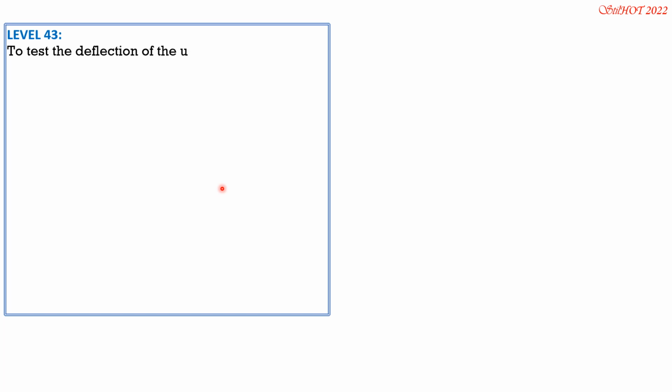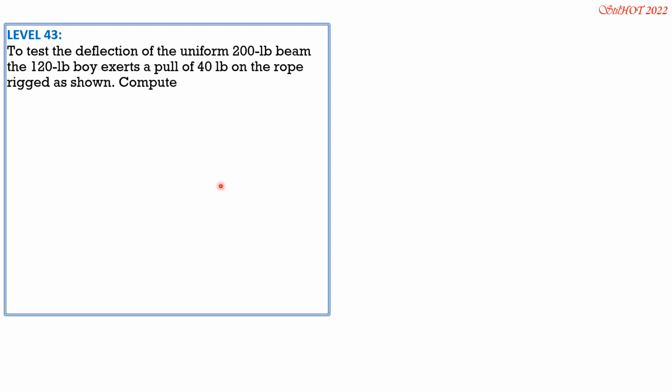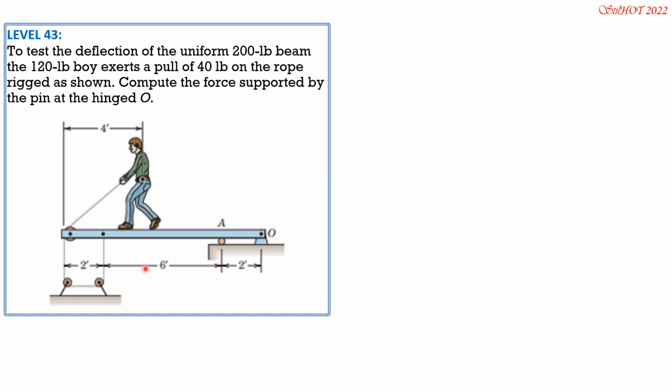To test the deflection of the uniform 200-pound beam, the 120-pound boy exerts a pull of 40 pounds on the rope rig as shown. Compute the force supported by the pin at the hinge O. So here is the given figure. First, let's apply the weight of the beam, uniform beam of 200 pounds at its center of gravity. The length of the beam is 10 feet, therefore 5 feet from either end. So there's 2 feet here, so that means this is 3 feet. And because this is 8 feet, the weight of the boy is 4 feet from A also.